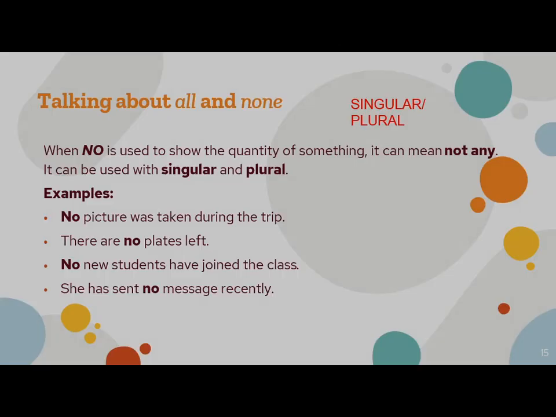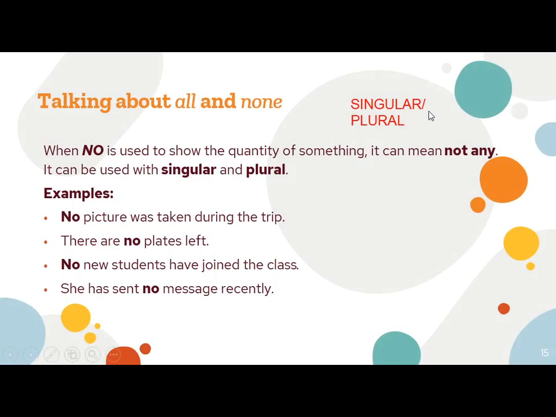So if you check the previous one right here, it says singular or plural. When you say "no," you can say "no plates" or "no plate." The thing is that you don't have anything, so that's why you can refer to it as a singular or a plural form. No picture was taken, or no pictures were taken.